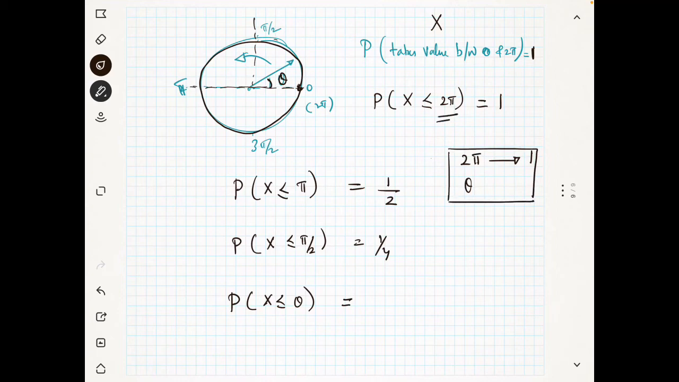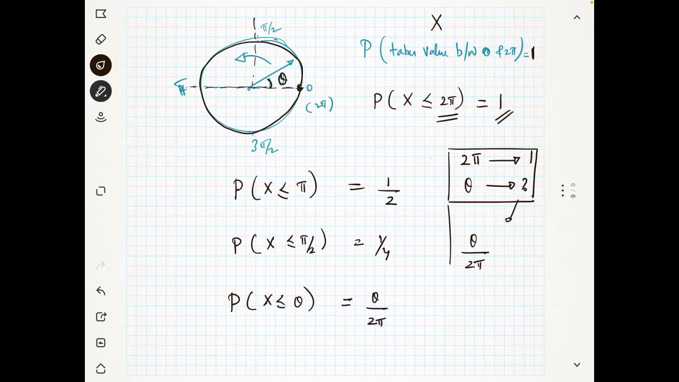Because for x less than or equal to 2 pi, you are assigning the value 1. I told you that it's the whole space. So for theta, what will it be? You have to use simple mathematics. For theta, you can find this value as theta divided by 2 pi. So it is nothing but theta by 2 pi.